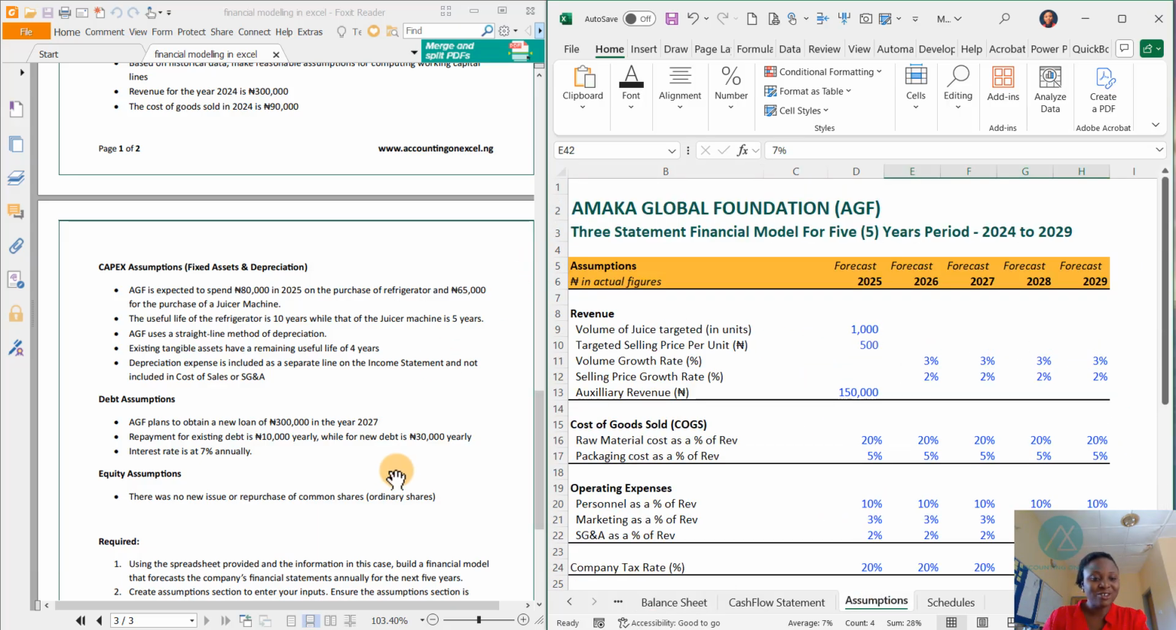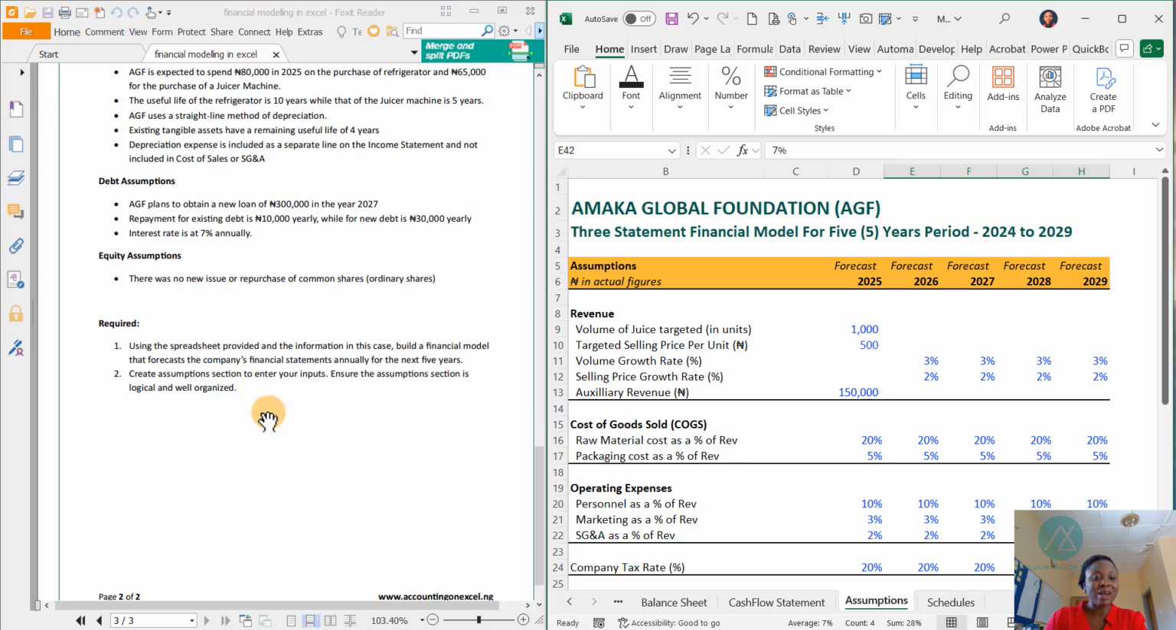Right. So maybe I should just close this. Okay, let's read that requirement. It says, using the spreadsheet provided and the information in this case, build a financial model that forecasts the company's financial statement annually for the next 5 years. Create assumption section to enter your input. Ensure the assumption section is logical and well organized. As you can see, we've organized it, right?